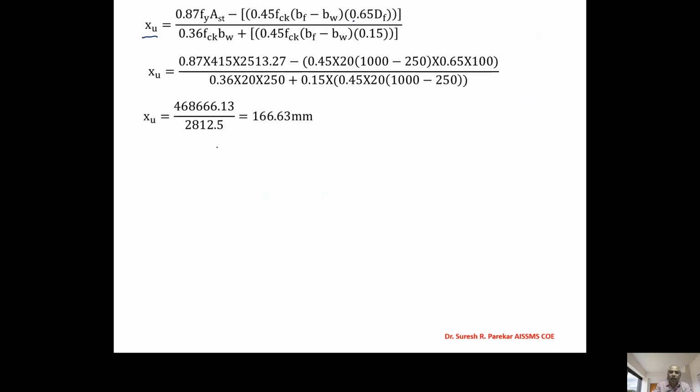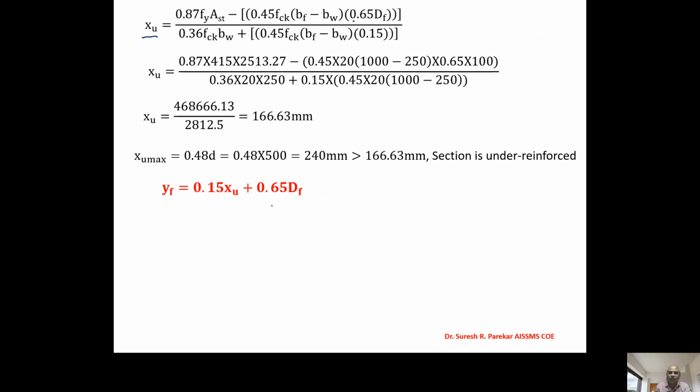166.63 millimeters. Now we have to check 3/7 xu max. Also we have to check 240, which is greater than 166.63 millimeters. Section is under reinforced. Now we have to calculate yf, and calculating the value of yf, we get 0.15 into 166.63 plus 0.65 into 100. So this is the equivalent depth, and in this equivalent depth our stress in concrete is 0.45 fck. Otherwise in some portion we have a parabola, and it is difficult to calculate the exact value.